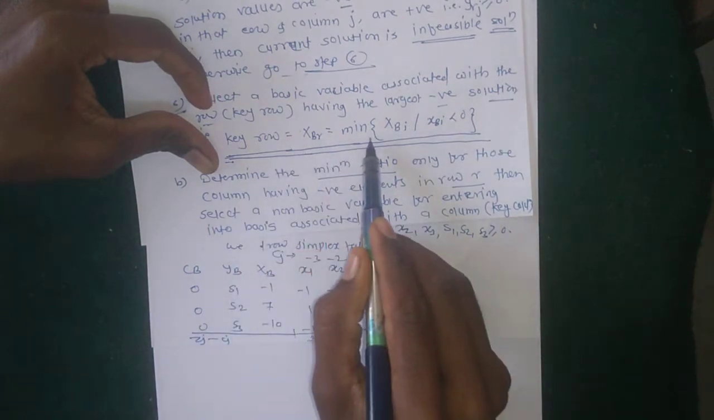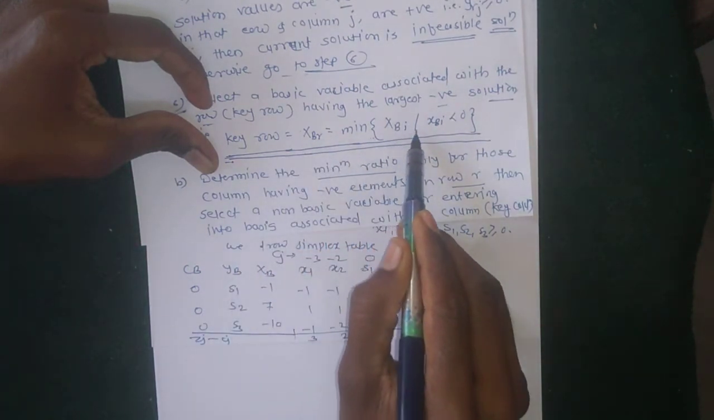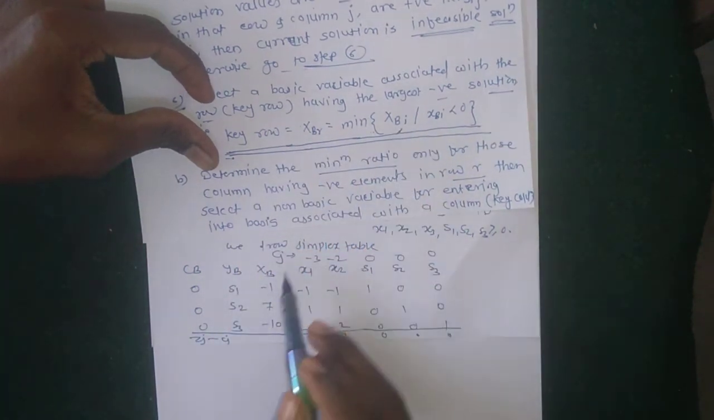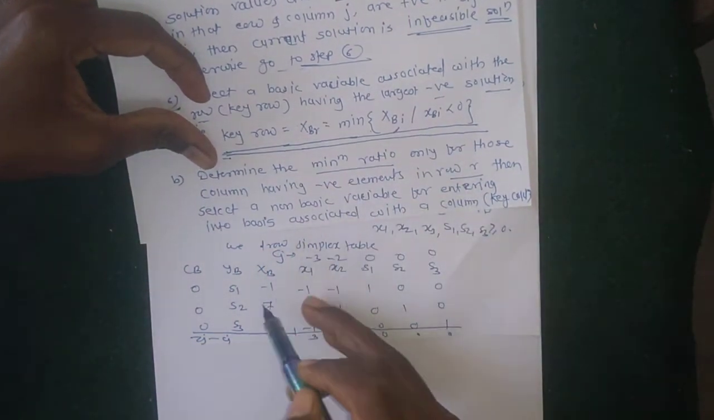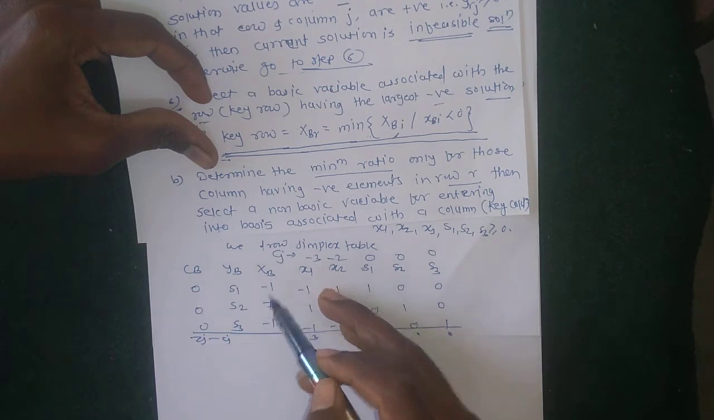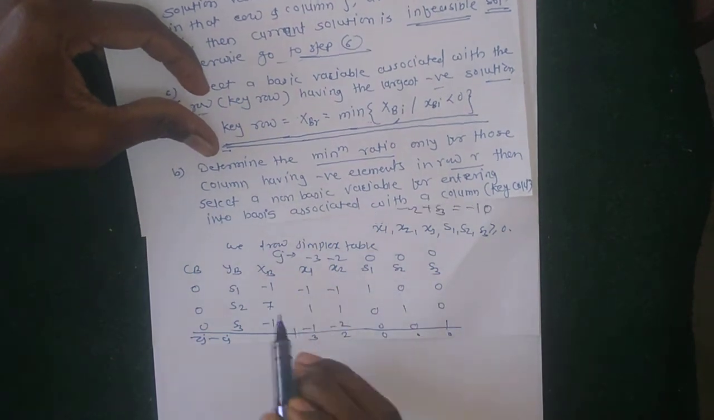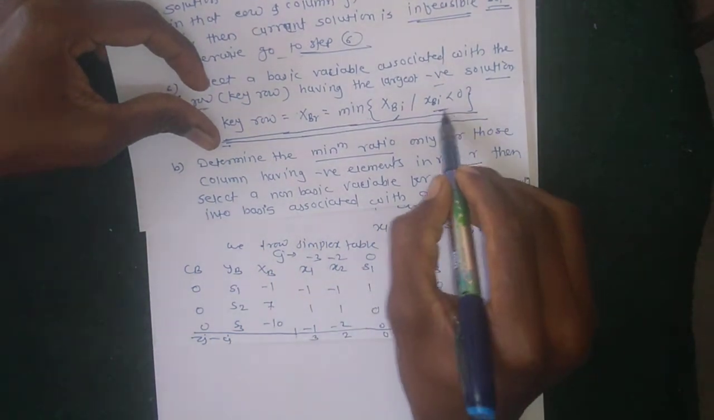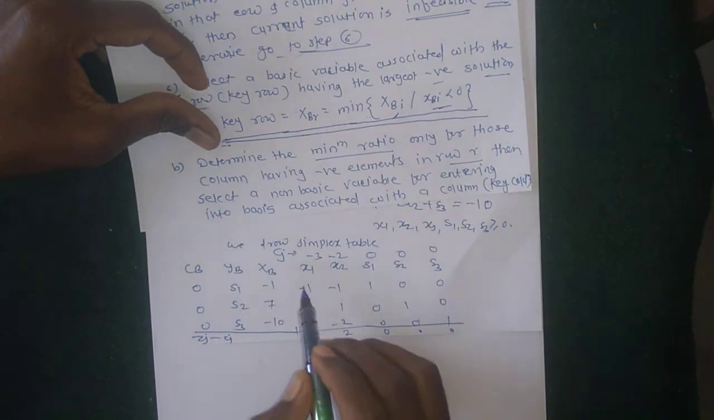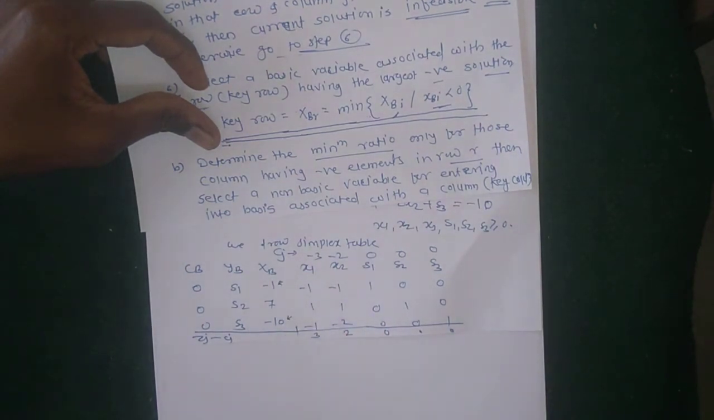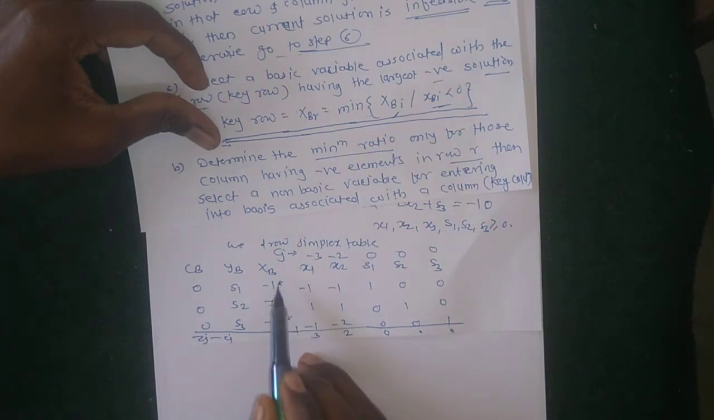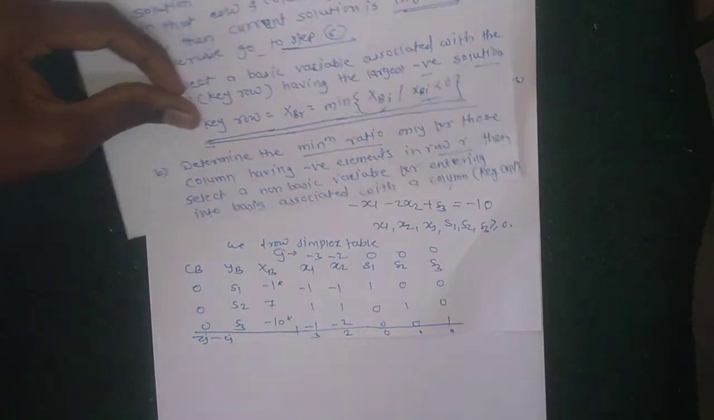Key row is equal to the minimum of xbi, where xbi means the values of the xb column; choose the minimum one of them. Here the negative values, where xbi is less than 0, are only two: this is minus 1 and this is minus 10. Choose the minimum of these.